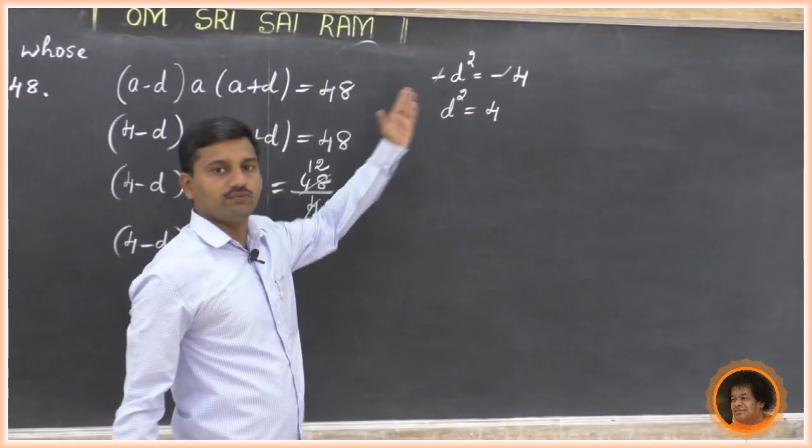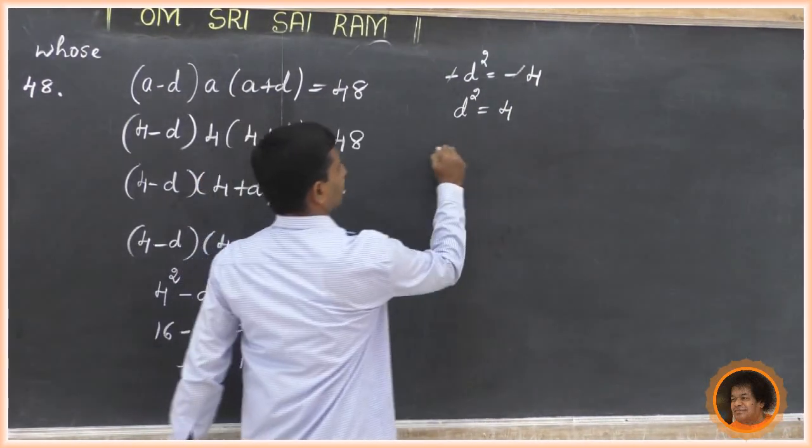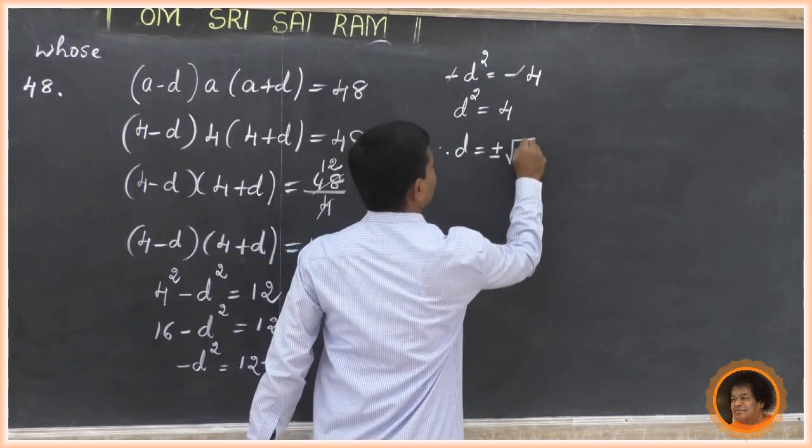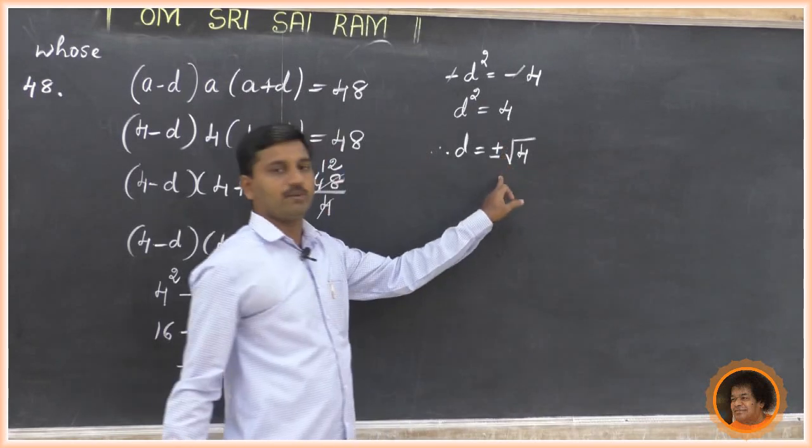Now find the value of d. How to find the value of d? Therefore d equals plus or minus square root of 4. Why is it plus or minus?